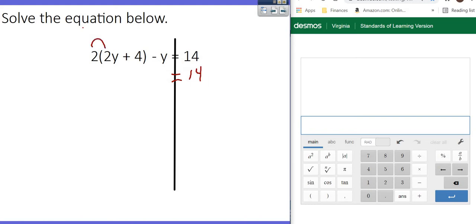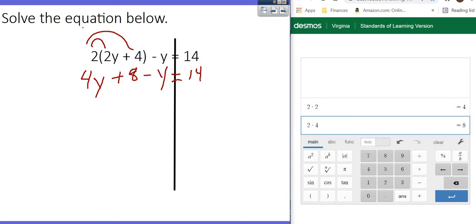So let's distribute first of all. So we've got 2 times 2y. So 2 times 2 in our calculator is 4. Bring the y with it. And then 2 times positive 4. So 2 times 4 is going to be positive 8 minus another y. You've got to bring that down.